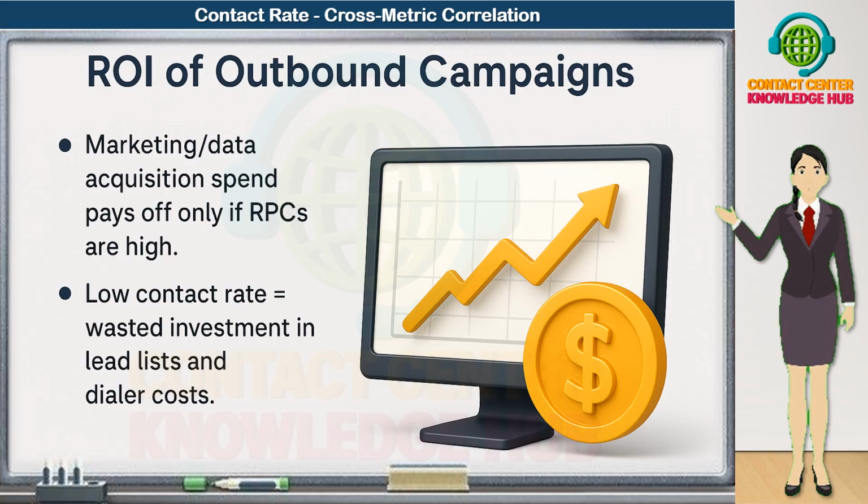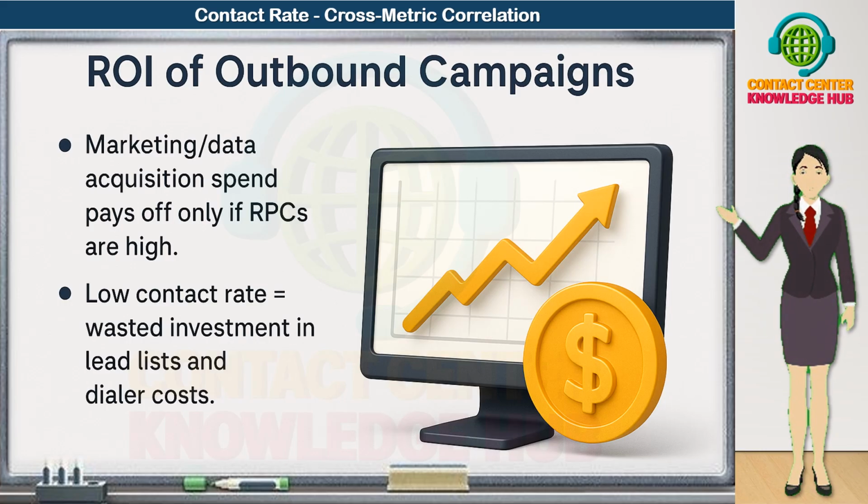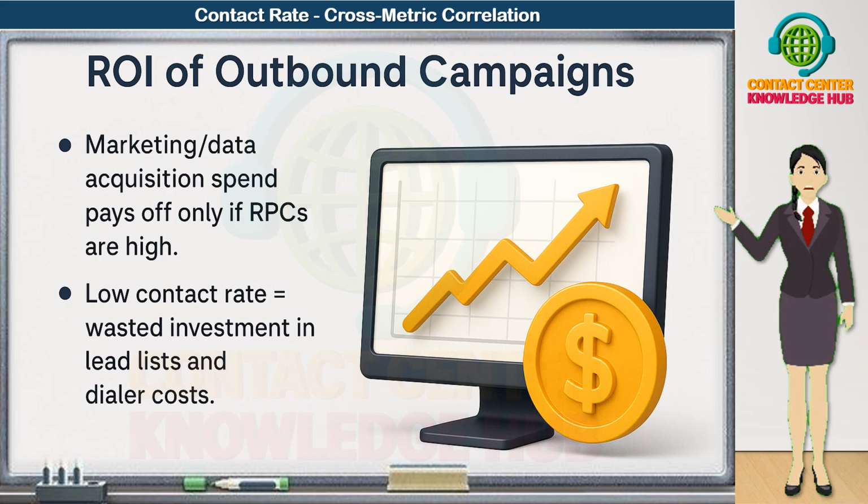A high contact rate ensures that more of your marketing dollars translate into real customer conversations, sales opportunities, and collections success. However, when the contact rate is low, even the best campaign strategy and expensive lead list produce poor returns. The result is wasted investment, underperforming campaigns, and a declining ROI. Impact: contact rate is the conversion bridge between cost and outcome. The higher it is, the greater your ROI, and the stronger your business case for outbound investment.